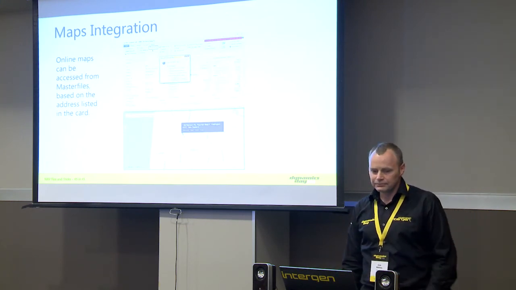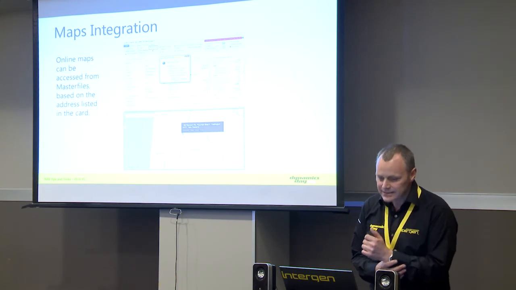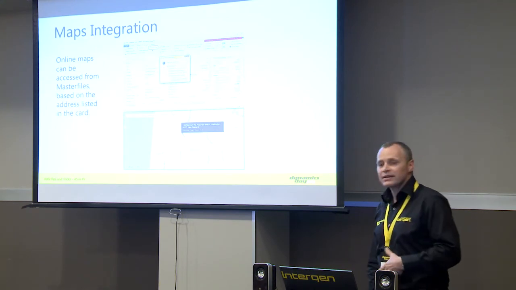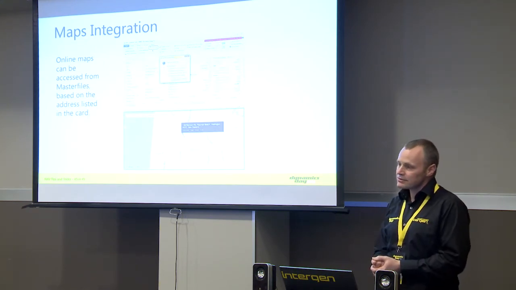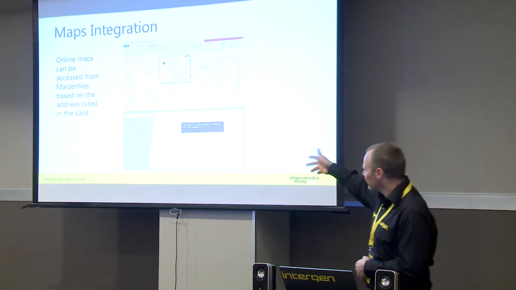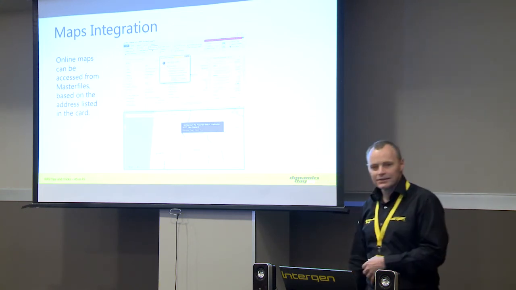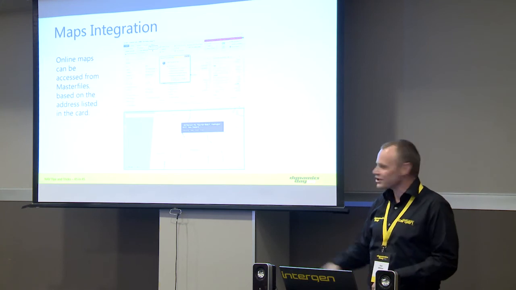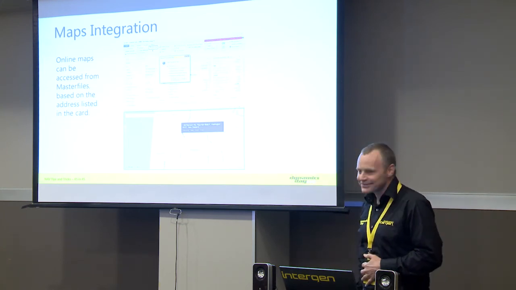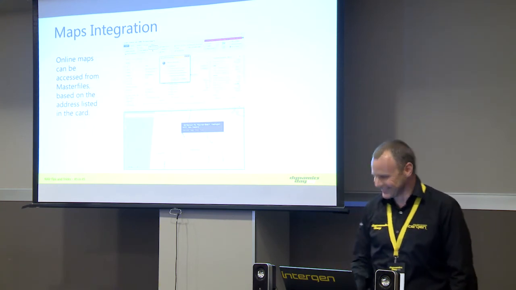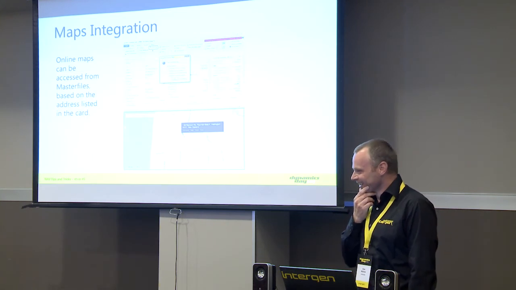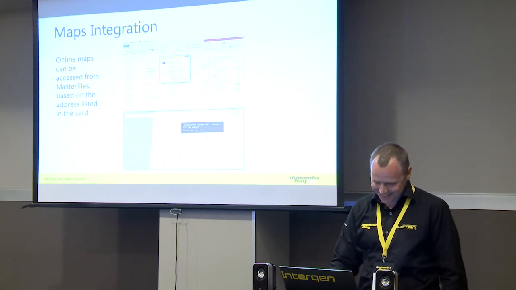Maps integration. Again, I'm on a customer card, and I've got a button to show online map. What that's doing is grabbing the customer address details and then using an online map provider to find it. You can choose to get directions to that customer or just show them that's where my house is, if anybody's interested. Oh, I'm giving out these slides, aren't I? This is Craig's house.